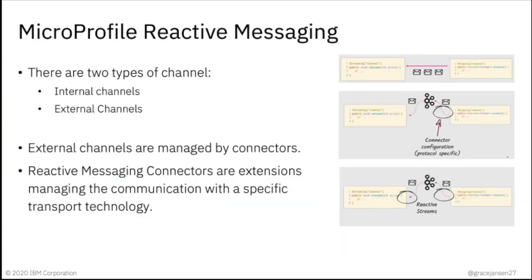Now there are two types of channels that we need to be considering: internal channels and external channels. External channels are managed by connectors, and you can have connectors to many different external messaging brokers, for example, Apache Kafka. Reactive messaging connectors are extensions managing the communication with a specific transport technology. With OpenLiberty, we have the OpenLiberty Kafka connector, which we'll be utilizing in the interactive labs.